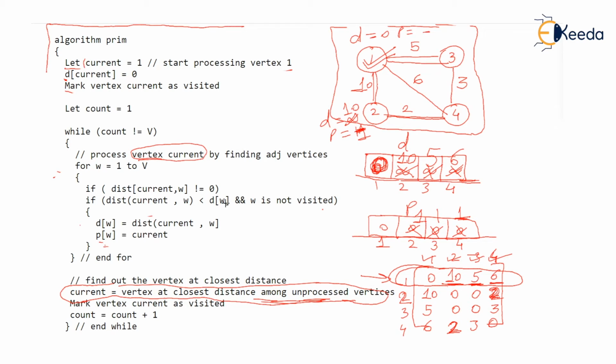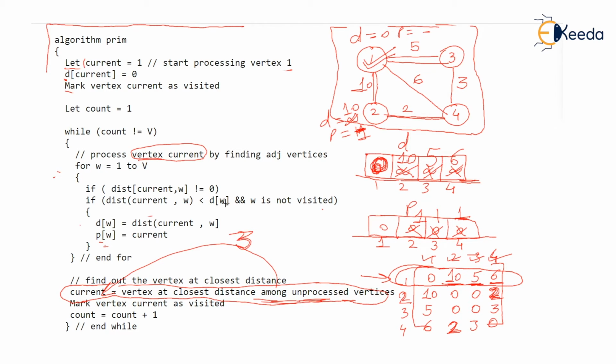Now you observe the D array. Distance of second vertex is 10, distance of third vertex is 5, and distance of fourth vertex is 6. So obviously you will be selecting the third vertex. That means the value of the current variable is now going to be 3. It was 1 all this time. Current was 1, but now current is 3. And we have got a new vertex to process.